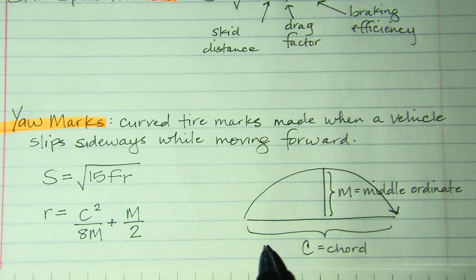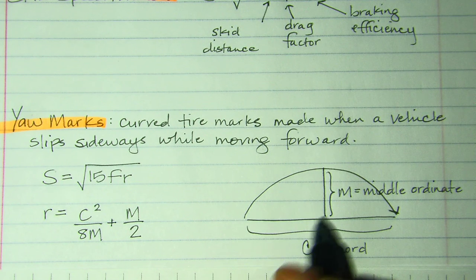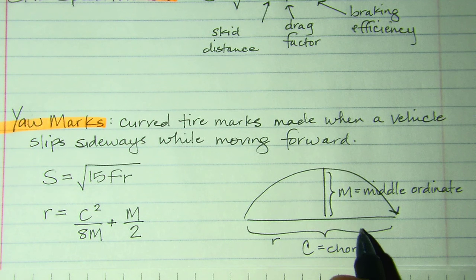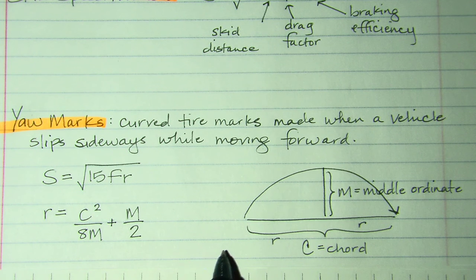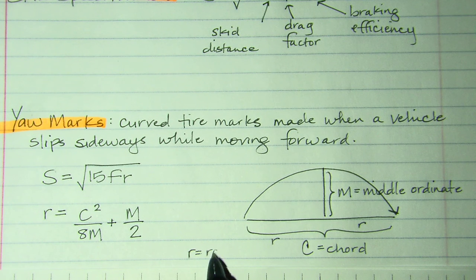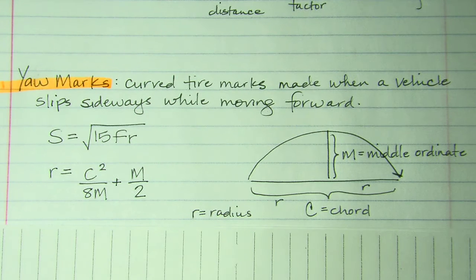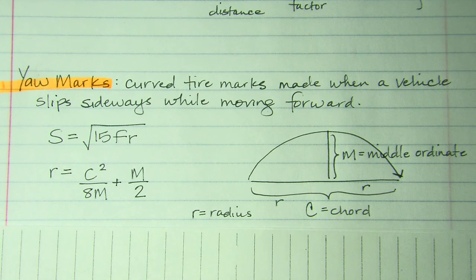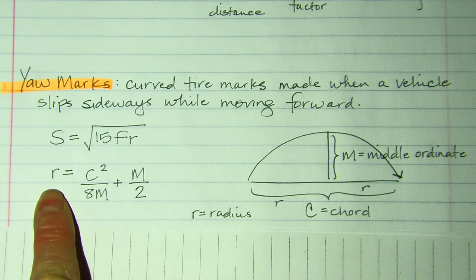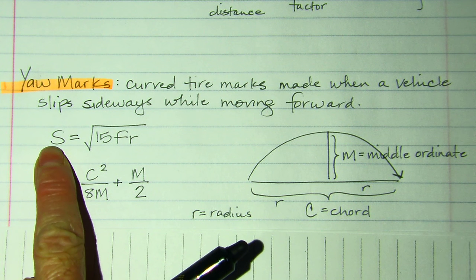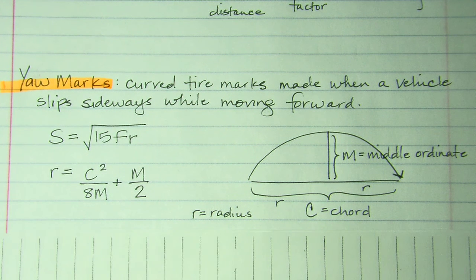And then each of these, the distance from the outside to the middle and the middle to outside would be R, and remember R is radius. So here are the formulas if we're looking at curved skid marks. This formula here is for radius, and this again would be the speed the car was traveling given those skid marks.